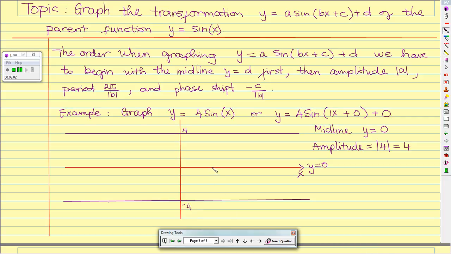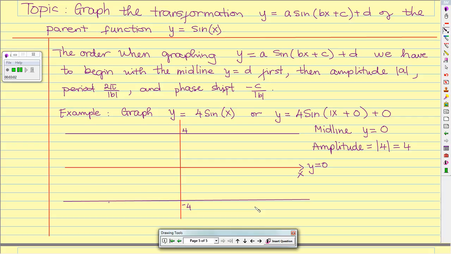So first you locate the midline, and next you find the amplitude. From your midline, you go up 4 units and draw a horizontal line, and that will be your y maximum line. And then from your midline, you go down 4 units and draw another horizontal line. That will be your y minimum line. So now your graph will have to oscillate between your y maximum and your y minimum.